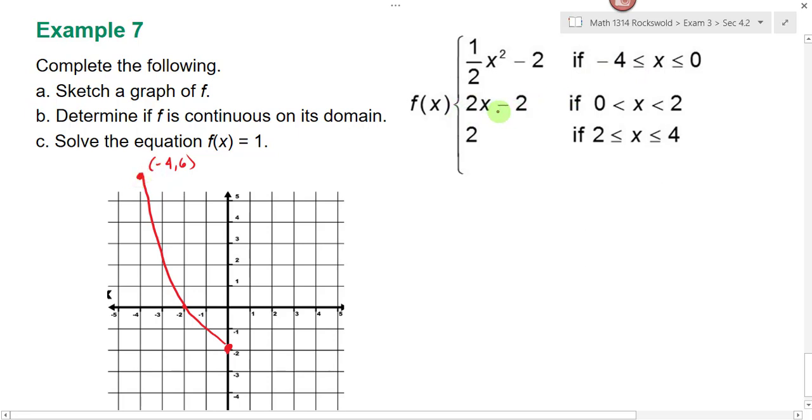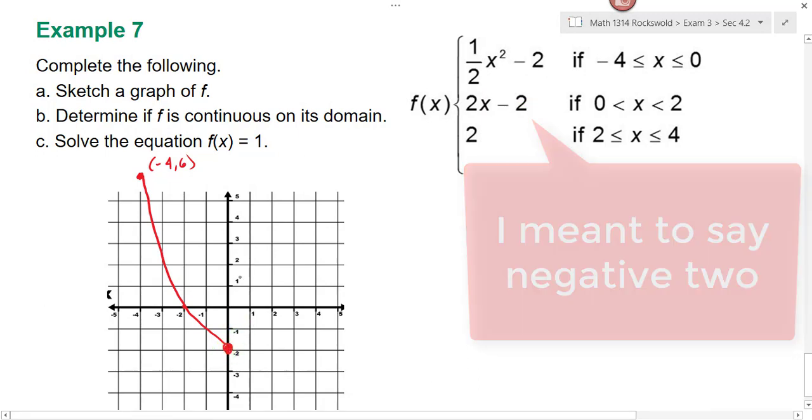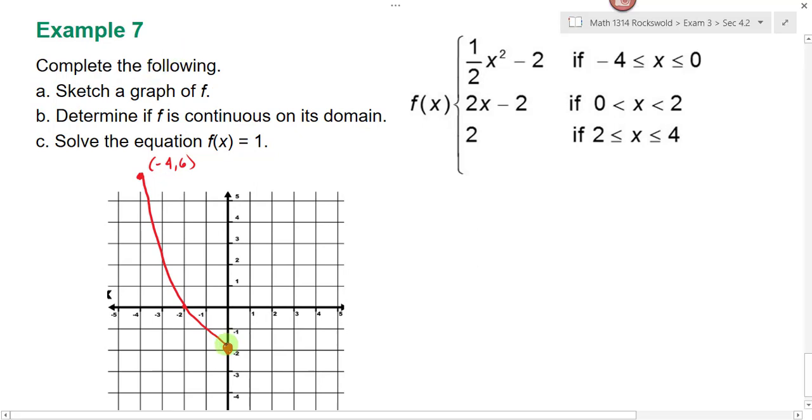On my next graph, between 0 and 2, I graph a linear function where the slope is equal to 2 and the y-intercept is 2. So between 0 and 2, I have an open circle here for this second one. And then when x is equal to 2, I get a point right here. And there's the graph of this second function.